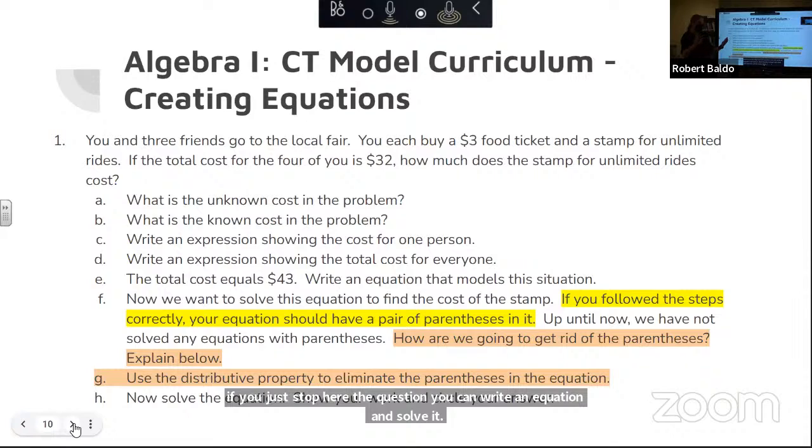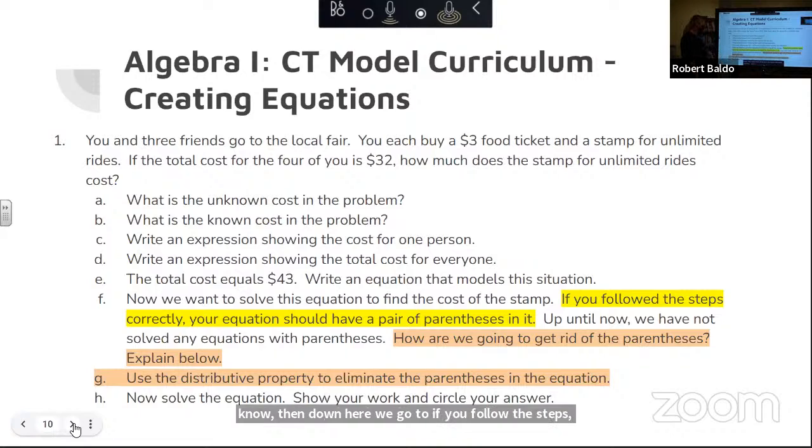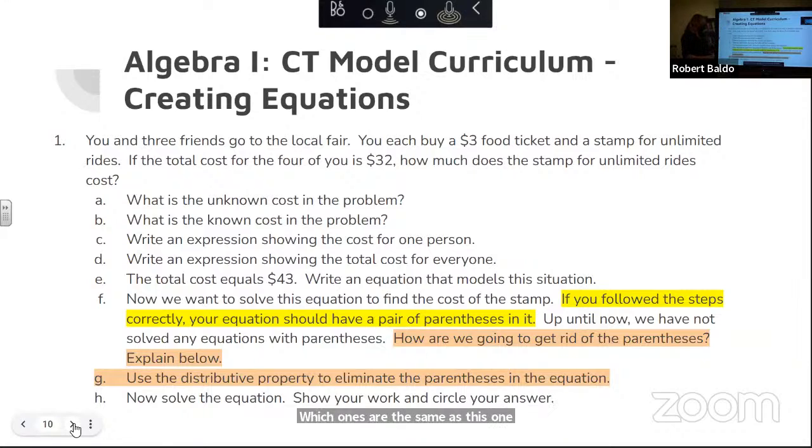And the kids intuitively just wanted to go and solve it. They didn't want to do all the minutia that required. Then down here we get to, if you follow the steps correctly, your equation should have a pair of parentheses in it. Well, when I give them this problem, I have all different kinds of setups that I like to put on the board and have the kids discuss which ones are the same as others. This one is kind of prescriptive. And then it says, how are we going to get rid of the parentheses?